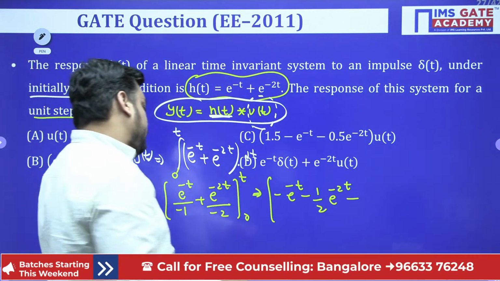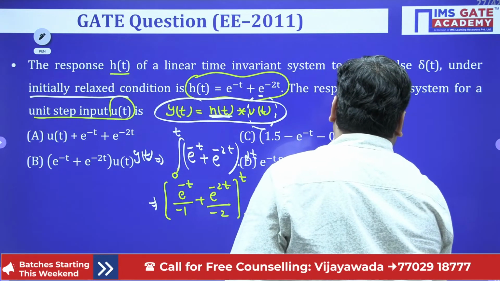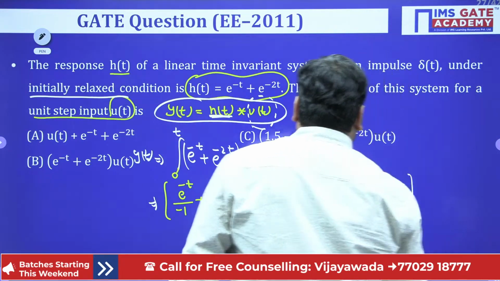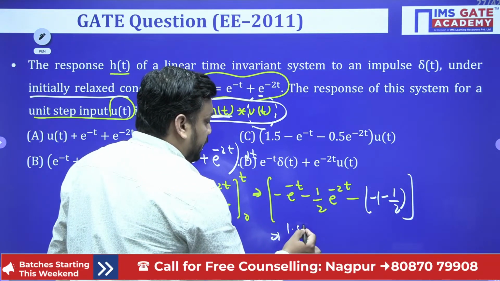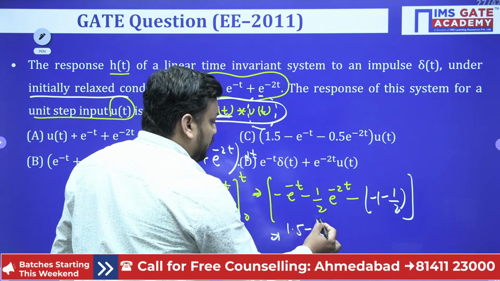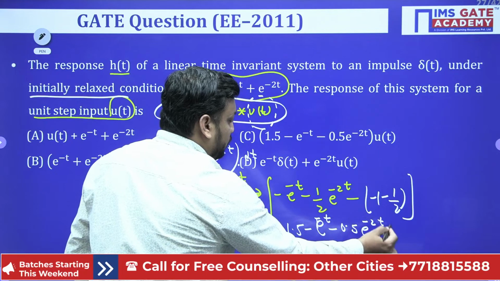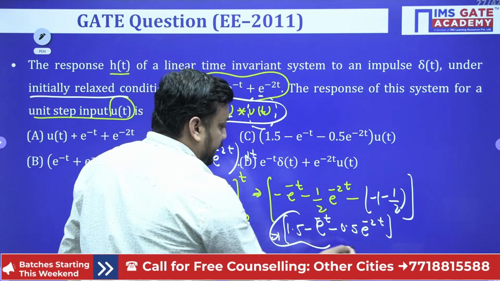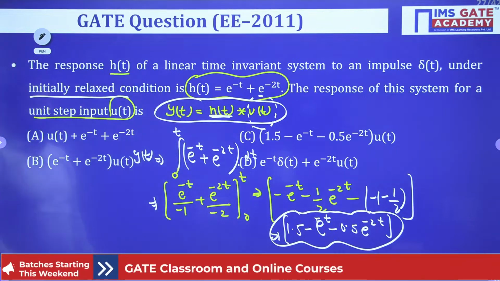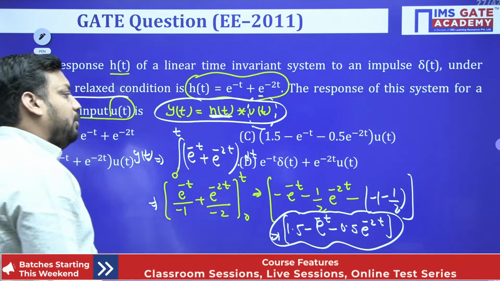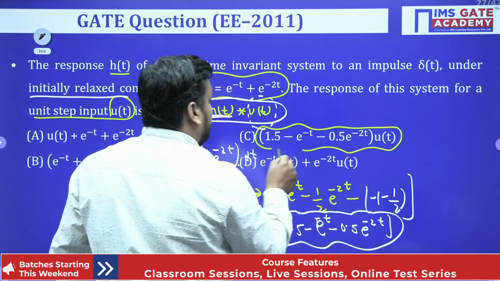Minus the lower limit means you get minus 1 and minus half. So ultimately you get minus 3 by 2, so it will be plus 1.5, minus e to the power minus t, and minus 0.5 e to the power minus 2t. I hope this is clear to you. So the answer is 1.5 minus e to the power minus t minus 0.5 e to the power minus 2t. Option number C.